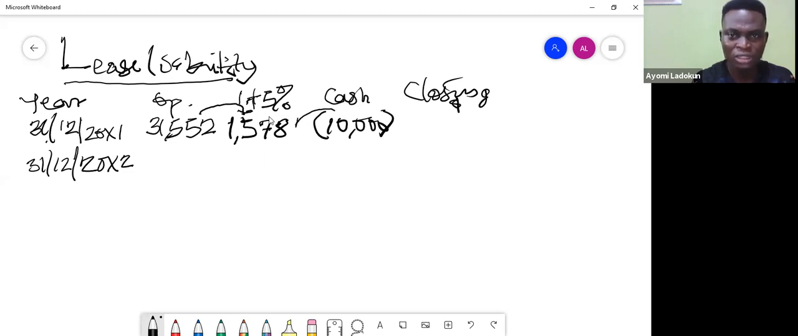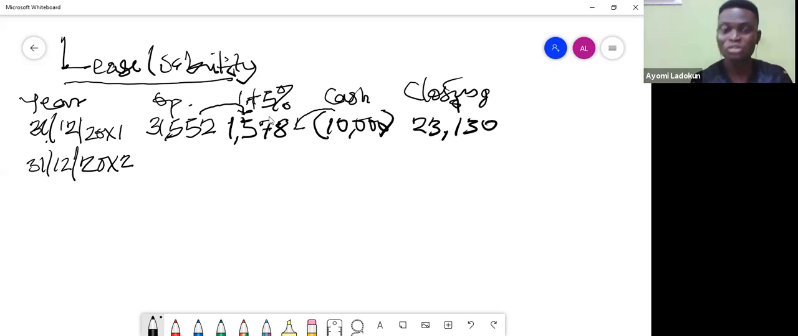I remove 10,000 from that. So I will say 31,552 plus 1,578. It gives me a figure and I remove minus 10,000. So that I can have, at the end of the year, 23,130. Okay, so that's it.